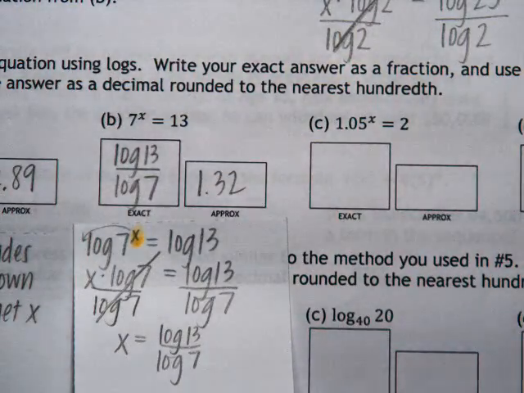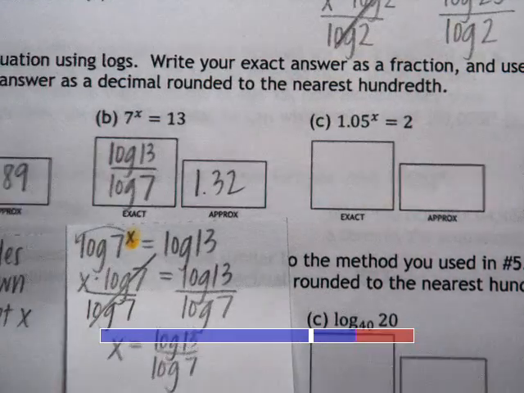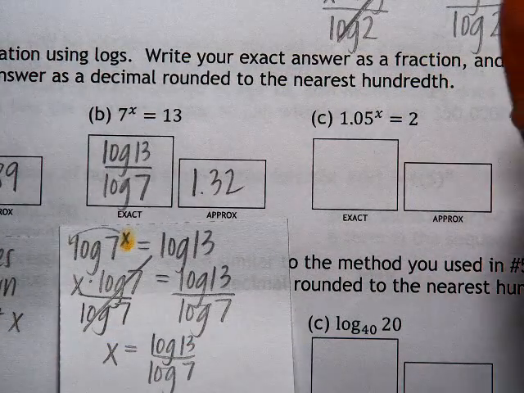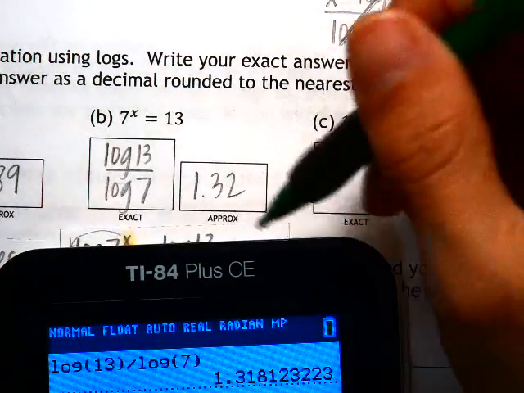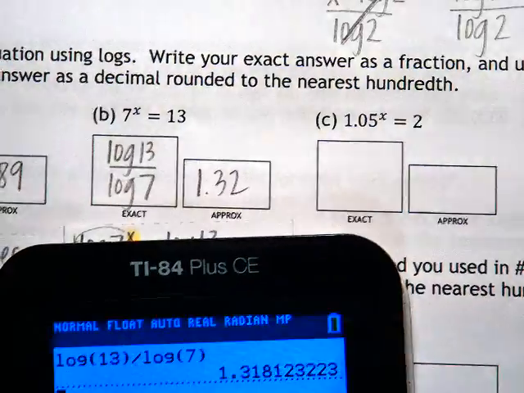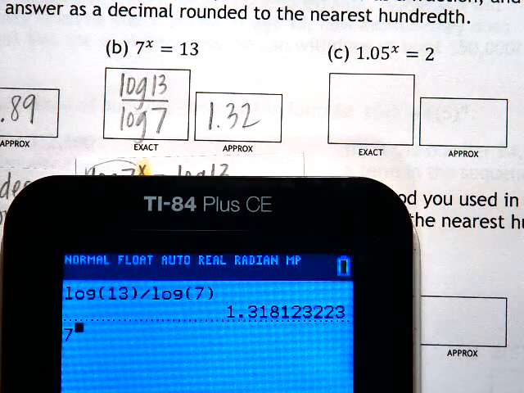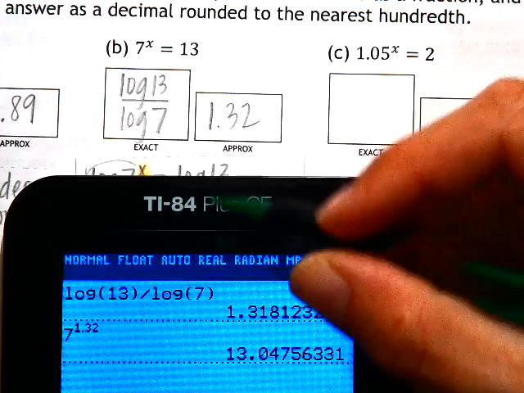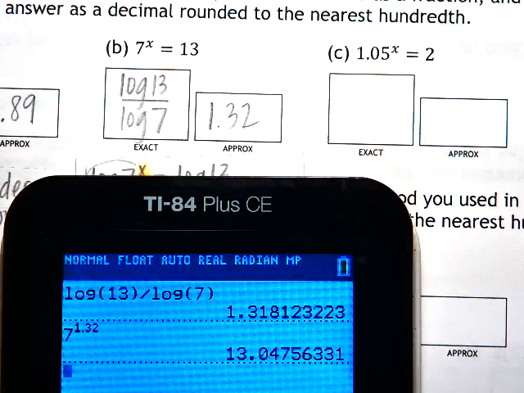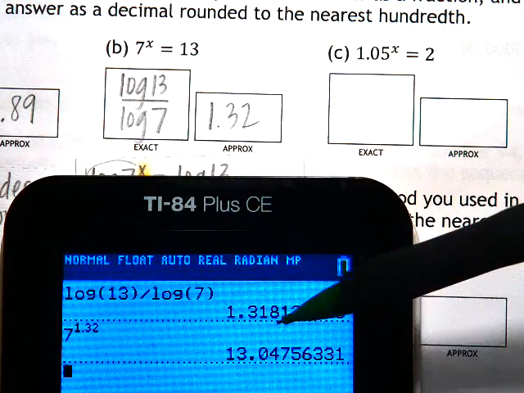Now it's worth noting that if you have access to the answer key, you can obviously just check your answers as you go. But if you don't, here's another way you can check your answers. Plug it in to the original problem. 7 to the power of 1.32 gives us 13.04, which is really close to the original 13. The only reason it's not perfect is because I rounded.